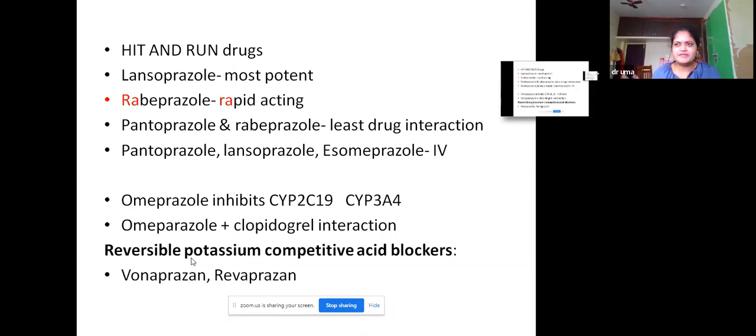The proton pump inhibitor, I said, is an irreversible inhibitor of the proton pump, but the reversible potassium competitive acid blockers are vonoprazole and revaprazan.